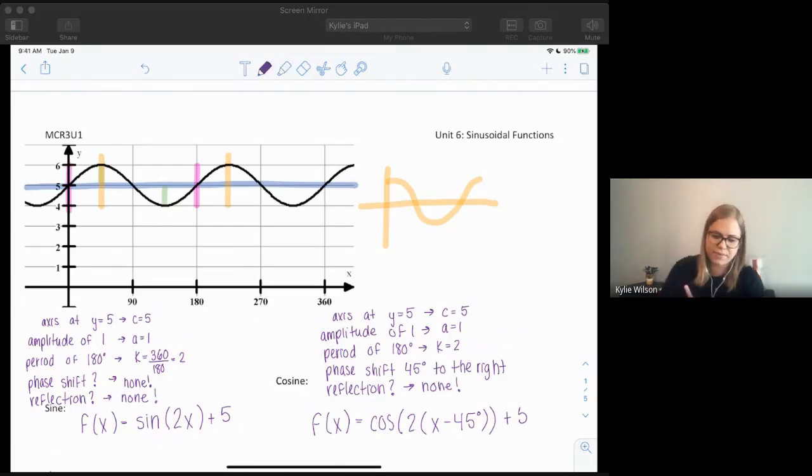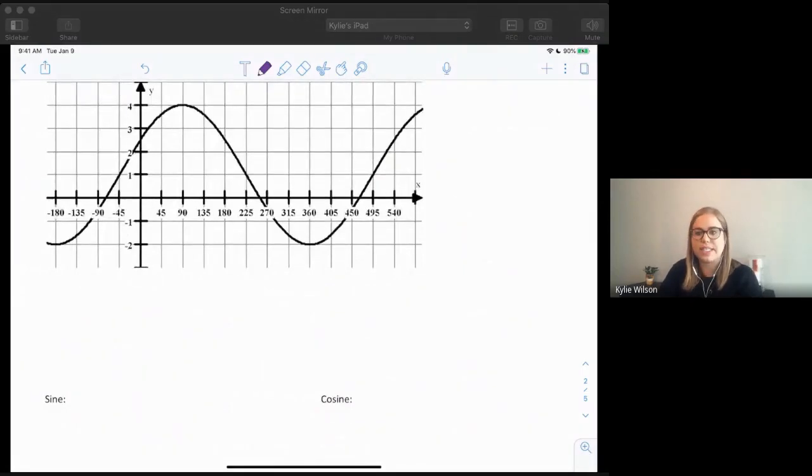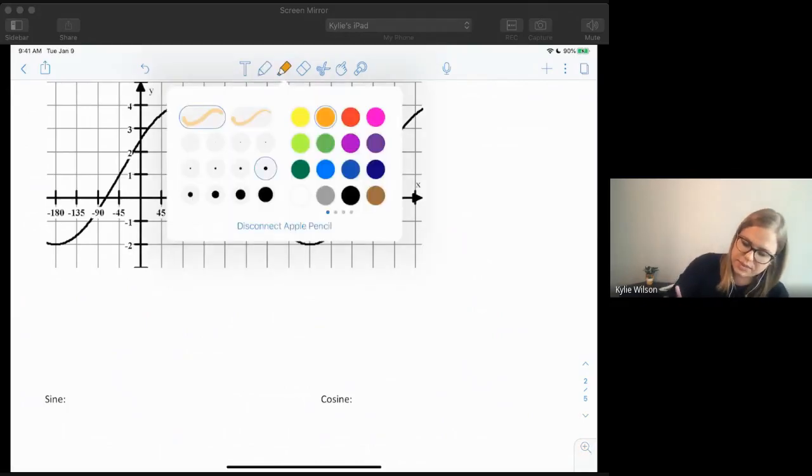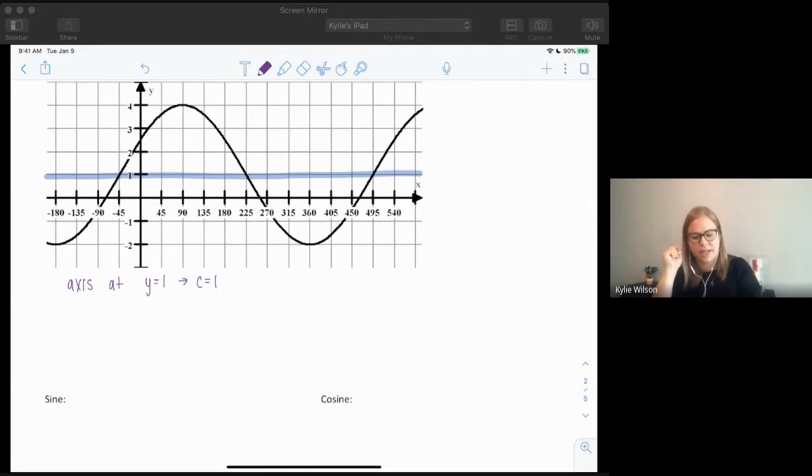Okay, so let's do our last example like this, and then we'll do two that are a little different. Okay, so here's our equation, and we're going to go through and find the exact same thing again. The first thing I always look for is my axis. For this one, it's going to cut my graph right in half. So that means my axis is at y equals 1, which tells me that my C value is 1 right away.